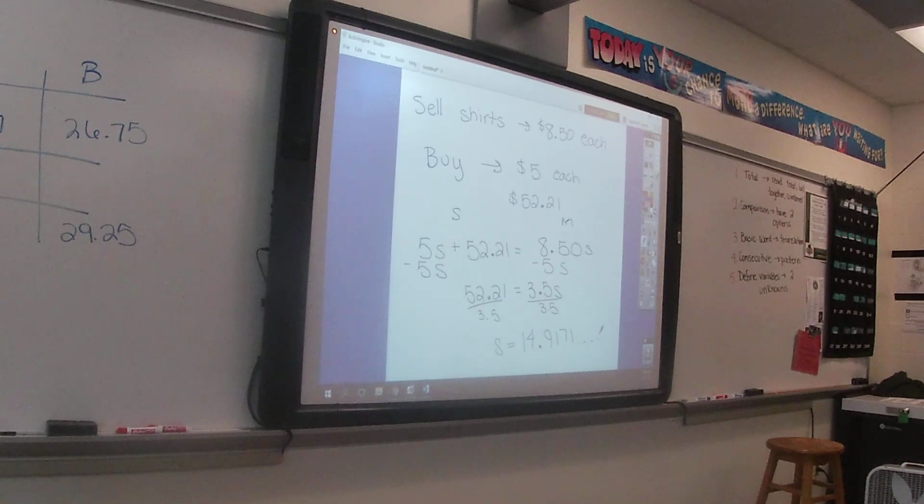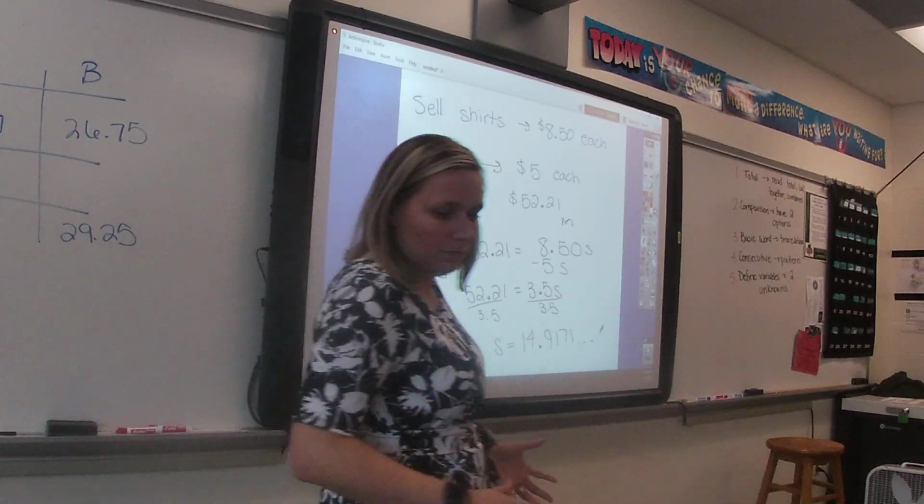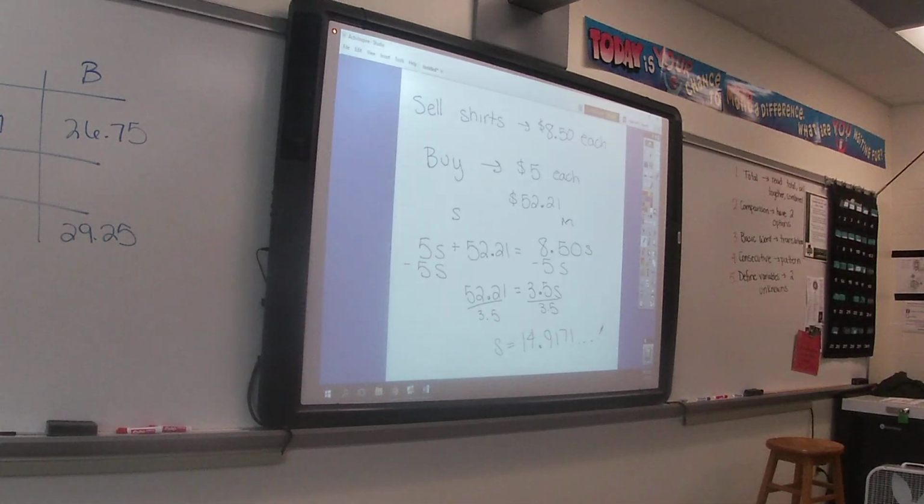How many shirts do we need to sell to break even? 15. Why 15 on this one? Why didn't we round up on this one? Okay, so we can't sell 9/10 of a shirt, so why am I not just saying 14 shirts? Because that's not enough. I need more than 14, so it's my 15th shirt.